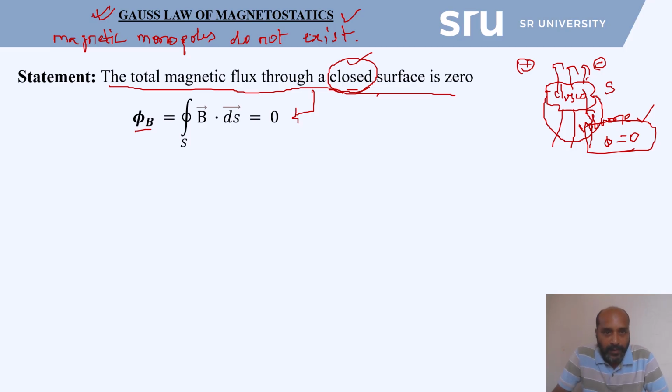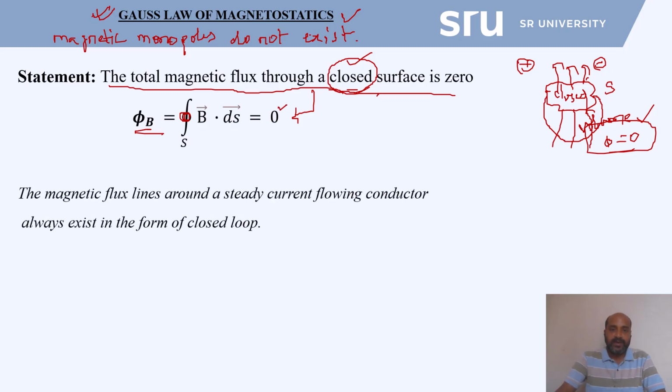That flux Φ, which is B dot dS. Here we represented that the surface is a closed surface. B dot dS is equal to 0. We'll try to elaborate that. What does it mean? The flux is 0 through a closed surface.